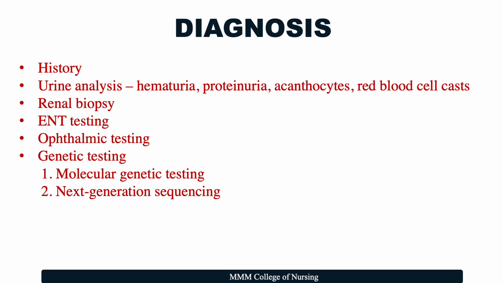To make an appropriate diagnosis, we have to collect the history. Urine analysis can show hematuria, proteinuria, acanthocytes, red blood cell casts. Renal biopsy, ENT testing, ophthalmic testing, genetic testing inclusive of molecular genetic testing, and next generation sequencing can also be done as discussed earlier.